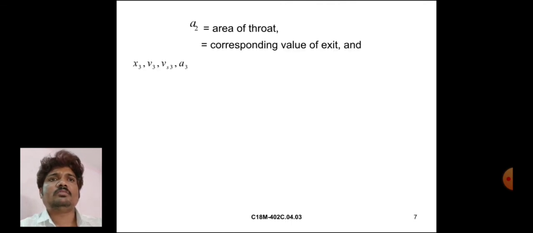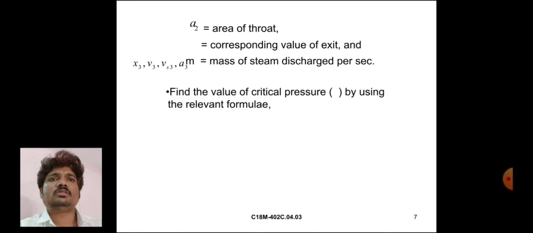A2 is the area of the throat. A3 is the corresponding value at the exit.